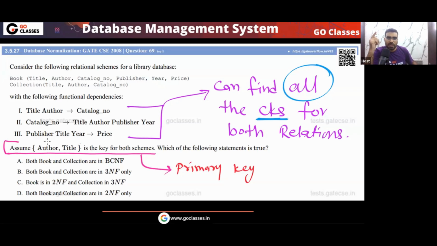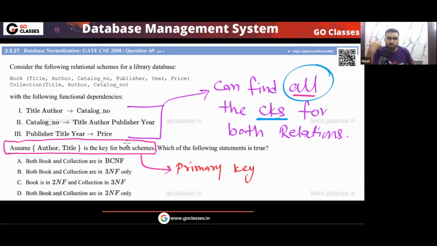Tell me one thing. If the statement is talking about candidate key, then will you not find more candidate keys? What are the candidate keys in this table? Will you not find all the candidate keys? Yes, of course you will find them. You have to find all the candidate keys in both the tables. That is what I'm telling you.